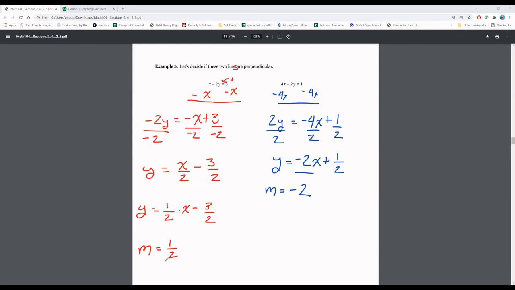I have positive 1/2 and negative 2. And if it helps you to see the fraction, feel free to write that over 1. They're opposite signs to one another. This is positive, this is negative. So check on negative. This is 1 over 2, this is 2 over 1. That's a check on reciprocal. They are perpendicular.